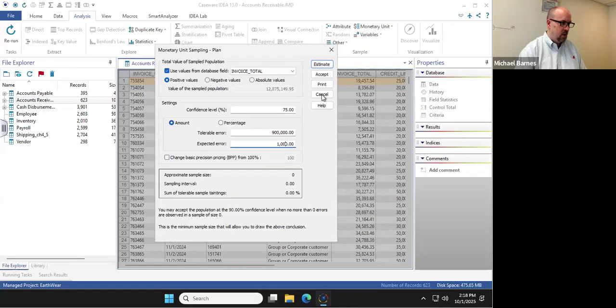Is there anything else I need to enter? So what is this going to say? We're going to estimate. So it says that my approximate sample size is 21 items, and my sampling interval would be $613,102.38.